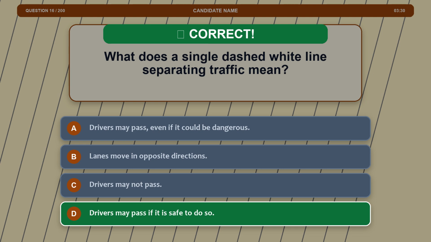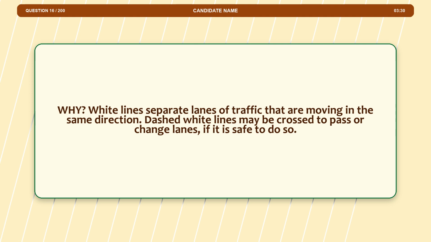The correct answer is option D. Drivers may pass if it is safe to do so. Explanation: white lines separate lanes of traffic that are moving in the same direction. Dashed white lines may be crossed to pass or change lanes if it is safe to do so.